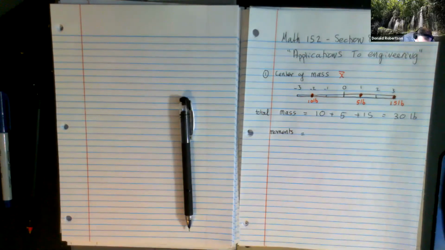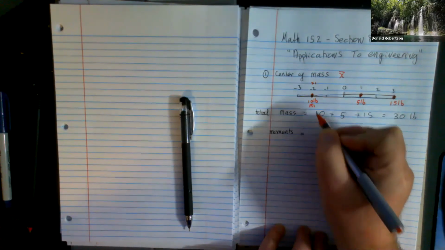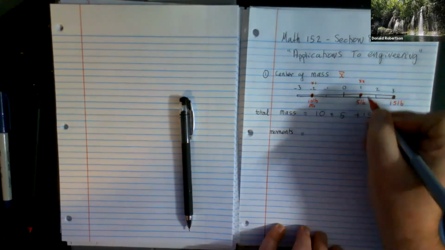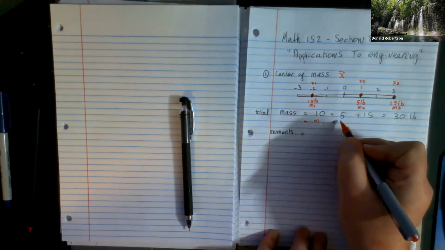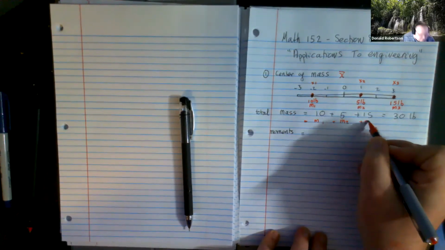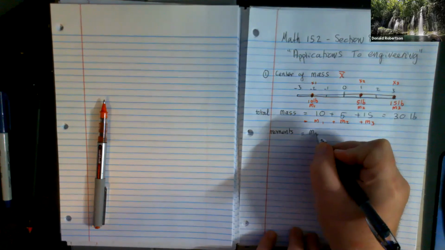Now I'm going to introduce some notation here so we can keep it general. This position is going to be called X1, and this mass is going to be called M1. This is going to be position X2, and this is going to be mass M2. And this one is going to be position X3, and this is going to be mass M3. So when I calculated the total mass, didn't I really just add up M1 plus M2 plus M3? We're happy with that? Now, to get the moments, you multiply the mass by its position. And you do it for all of the masses.